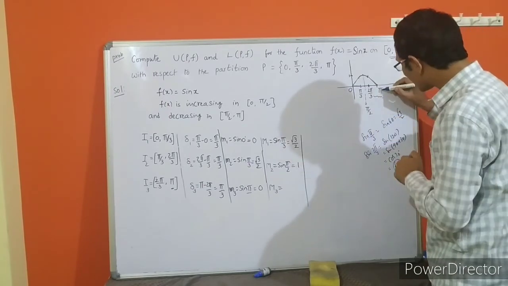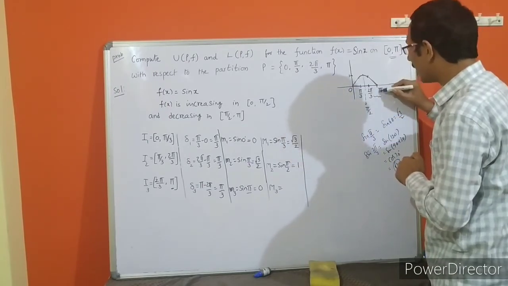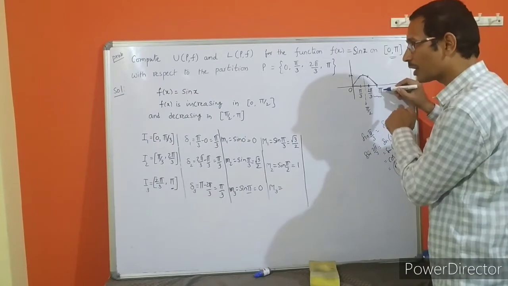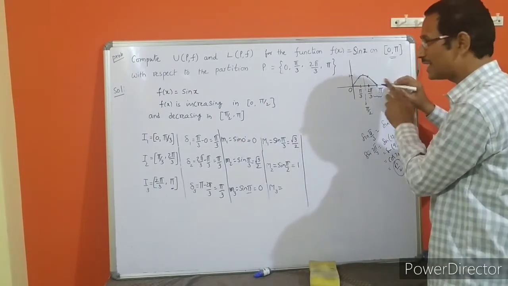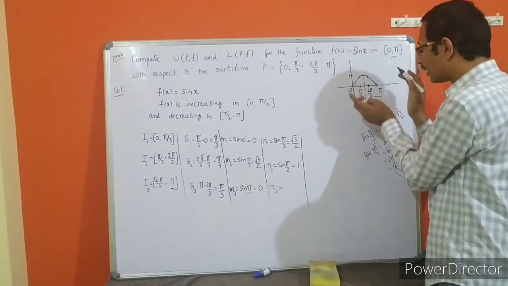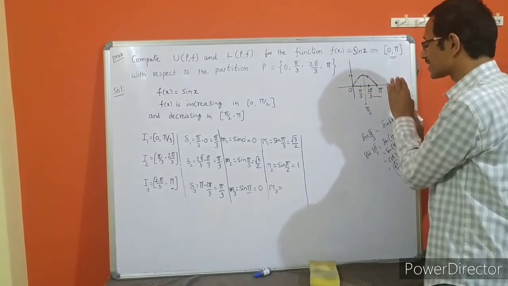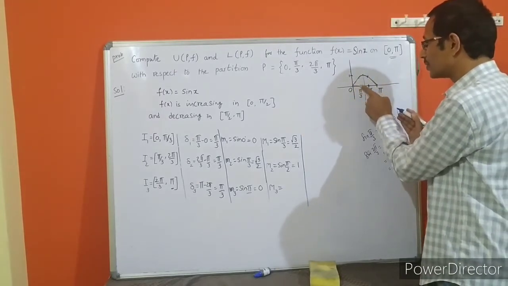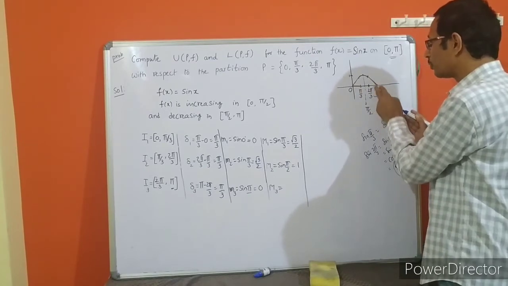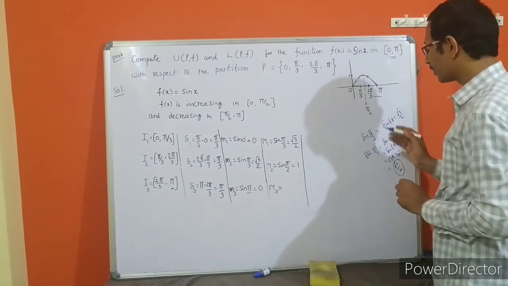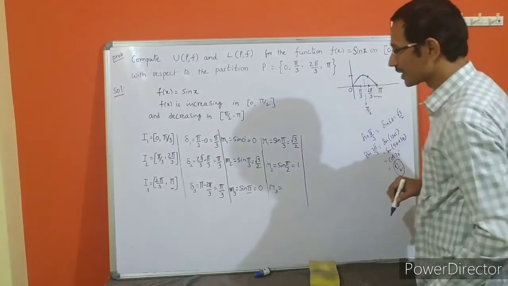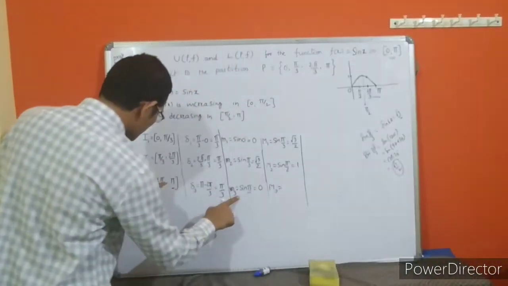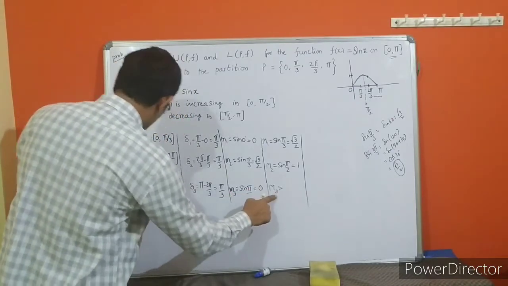Where does it occur? At the maximum value of x. Why is it so? Because in this subinterval the function is decreasing. Please observe, the behavior got reversed between 0 to pi by 3 and 2 pi by 3 to pi, because here the function is increasing and here the function is decreasing. That is why the minimum occurs at a maximum and the maximum occurs at a minimum.